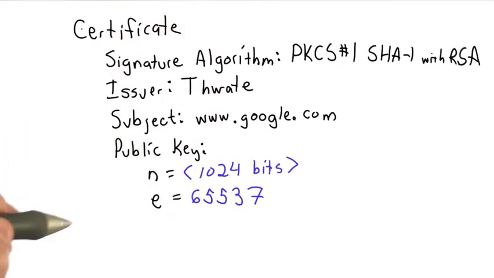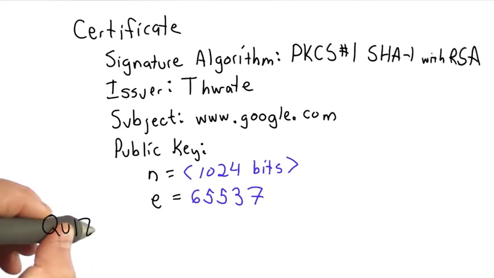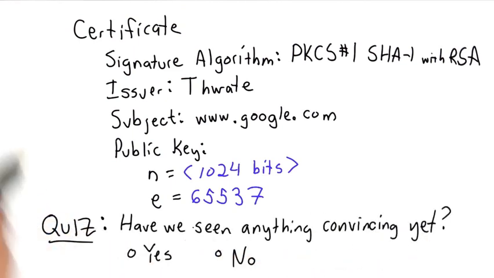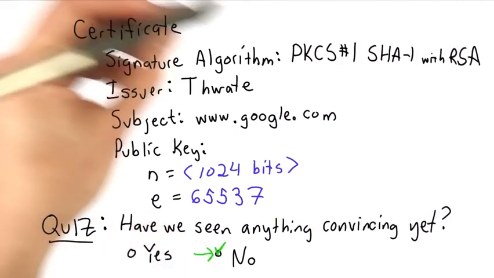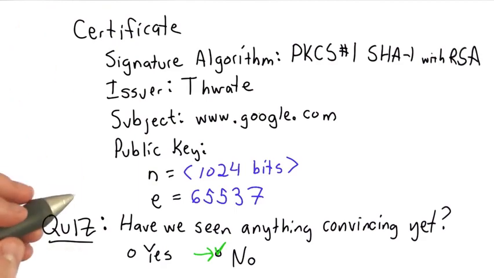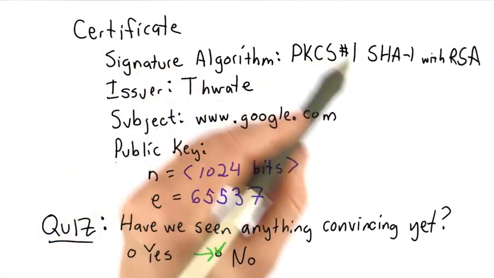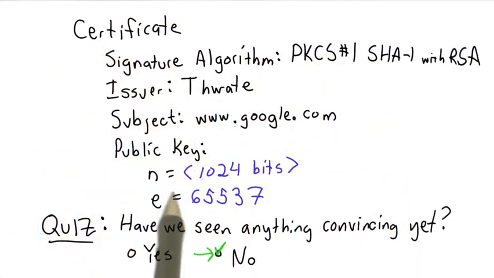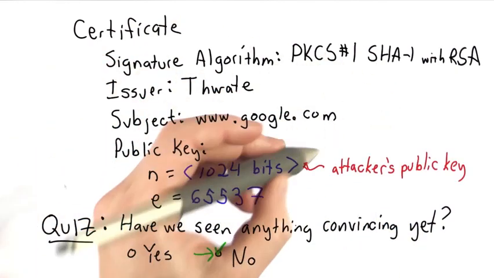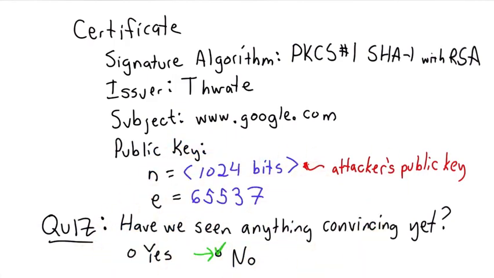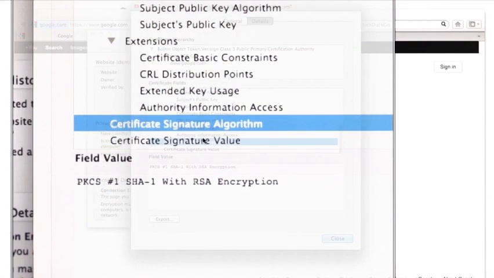So we've seen some parts of the certificate. Just to make sure everyone's paying attention, have we seen anything convincing yet in what we've seen of the certificate so far? The answer is no. Everything we've seen so far, any attacker could have generated. If our communication was actually being intercepted, an attacker could generate a certificate that says all these things, but instead of having Google's real public key, would have a public key generated by the attacker. So just looking at this provides no value yet. What we need is a signature. So that's the important part of the certificate.